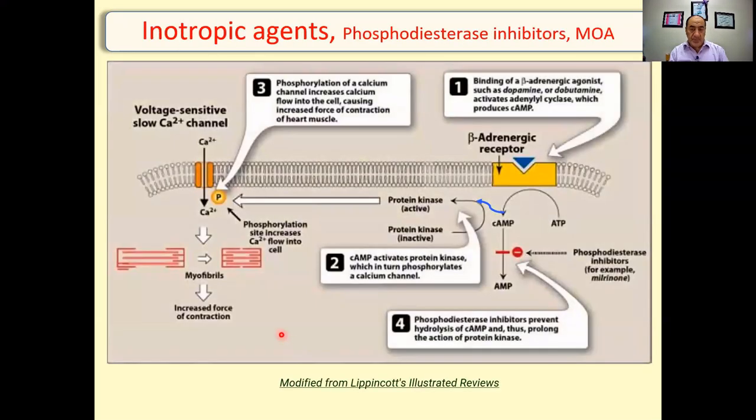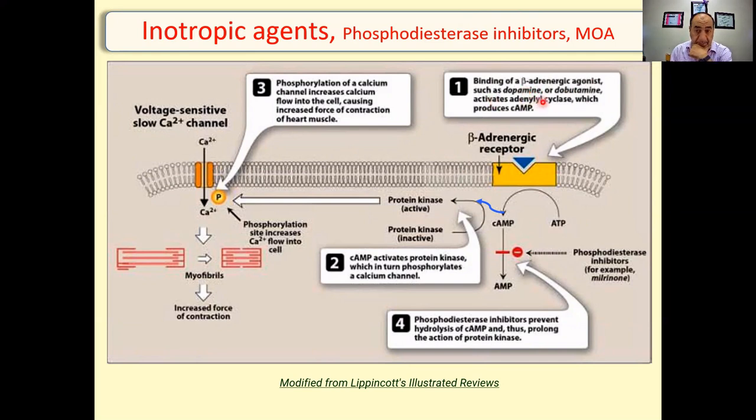So the mechanism. This is a beautiful part here. Let's start the story. This part is the mechanism of action of beta agonists, such as dobutamine, which will come at the end of this video. And this part is related to the phosphodiesterase inhibitors. So binding of beta adrenergic agonists, such as dobutamine or dopamine, these two examples will come at the end.